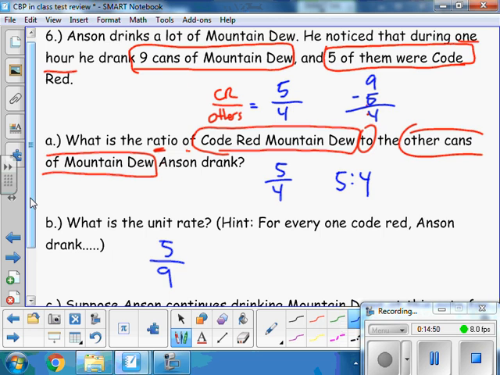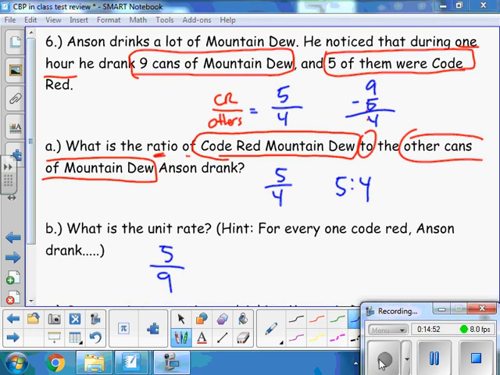Let's see, 5 to 9. All right, I'm going to take a look at this. So unit rate is telling me that it's for every 1. Okay, so I need to get down to 1. So right now I see that he drinks 5 code reds for every 9.